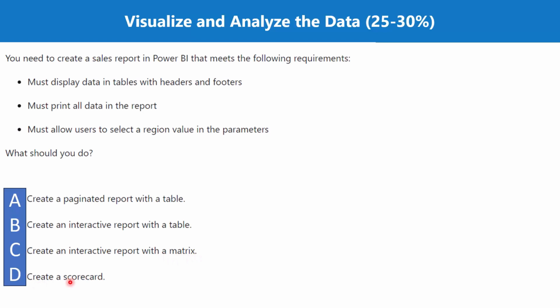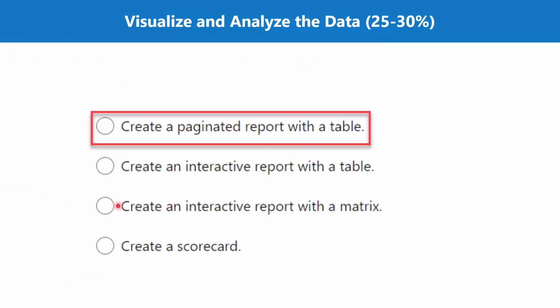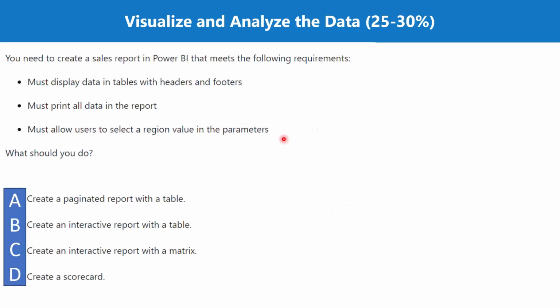So let's have a look at the correct answer. So the correct answer is create a paginated report with a table. So the three requirements that have been listed here, like printing the data and then allowing the users to pick a region in the parameters, and obviously the table with the headers and footers. Only the paginated report can actually satisfy these three requirements. So that is why option A is the correct answer.